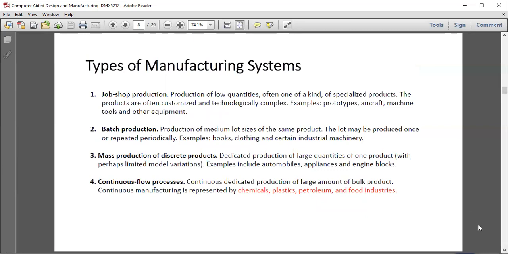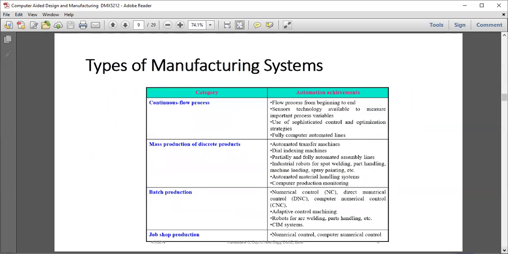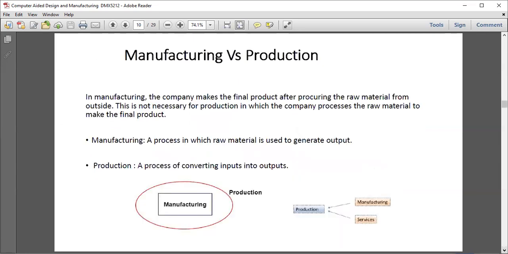This is the same. You go through these slides. This is the same that I introduced to you. This is also just to brief you on the difference between production and manufacturing. Go through this as well. Here it shows manufacturing falls into production. Production is the broader view of manufacturing.